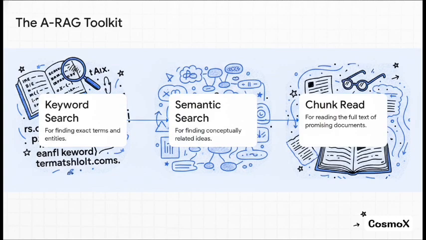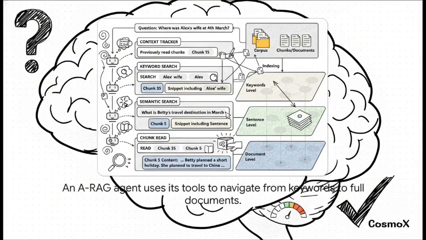And this diagram just maps it all out. The agent gets a question and it starts to think. It might kick things off with a keyword search to find a specific name, which points it to a little snippet of a document. Then it might use semantic search to explore some related concepts. And based on all those clues, it uses the chunk read tool to get the full text, deciding all on its own when it's gathered enough evidence to give a confident answer.